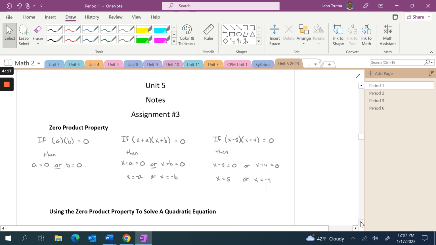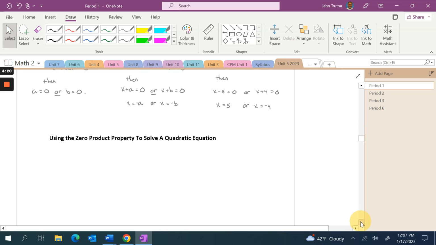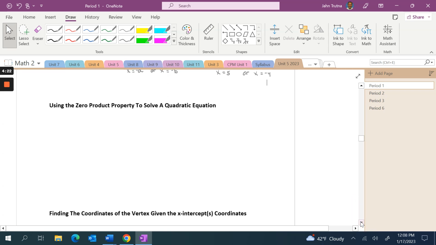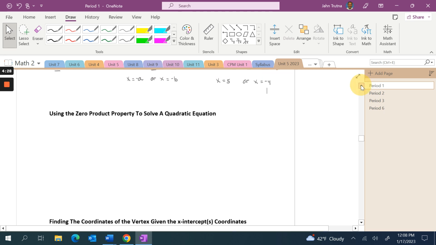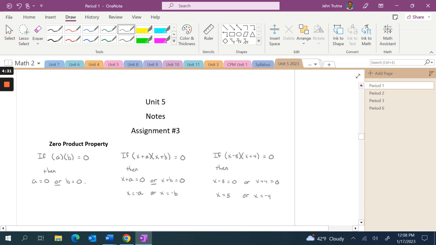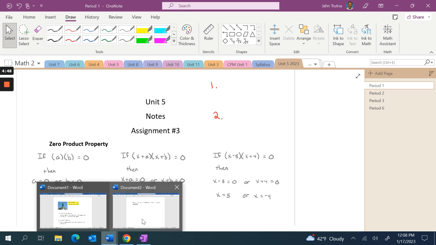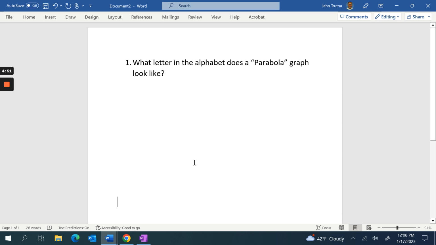All right? So that is the zero product property, a pretty simple property. Now, we use the zero product property to solve a quadratic equation. Now, before we go over how to use the zero product property to solve a quadratic equation, what I want you to do is, in your notes, put to the right of the Unit 5, notes assignment number 3, a big number 1. I want you to put a big number 2. And next to the big number 1, I want you to write the answer to this question. So what letter in the alphabet does a parabola graph look like?